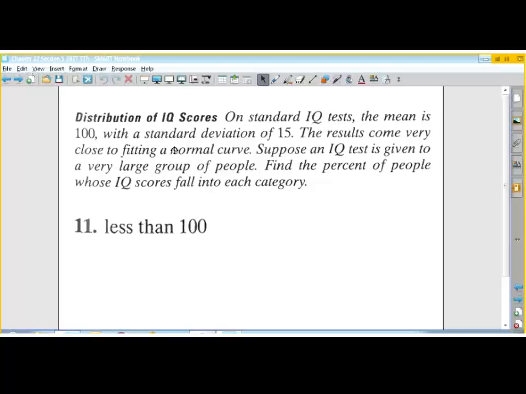So most everyone has probably taken an IQ test one time or another. You may not remember it, but all kindergartners have to take an IQ test, and that's used for determining whether somebody should be in a gifted program or remedial type thing. The way the IQ test is set up, the mean value is 100 and the standard deviation is 15. And the results come very close to fitting a normal curve.